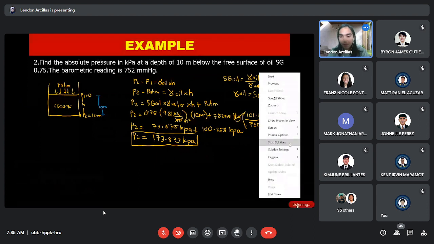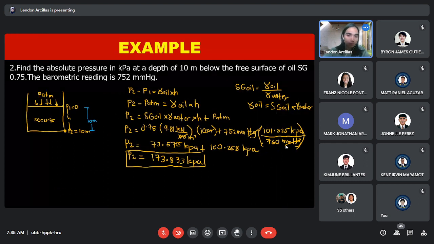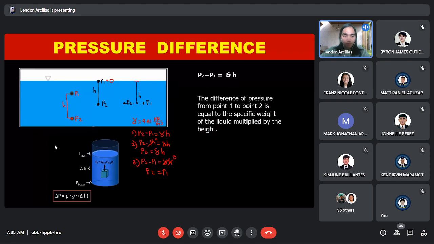Okay, so let's review first the topic yesterday. Dito tayo mag-review, start tayo sa pressure since our next topic is reading manometers and gauge pressures. So again, to find the value of pressure difference, kailangan nating i-subtract yung below na pressure doon sa taas na pressure, because the pressure below is much greater than the pressure above. So mas malaki yung pressure na nasa baba compared sa taas because of the theory that the lower the elevation, the higher the pressure. Okay?